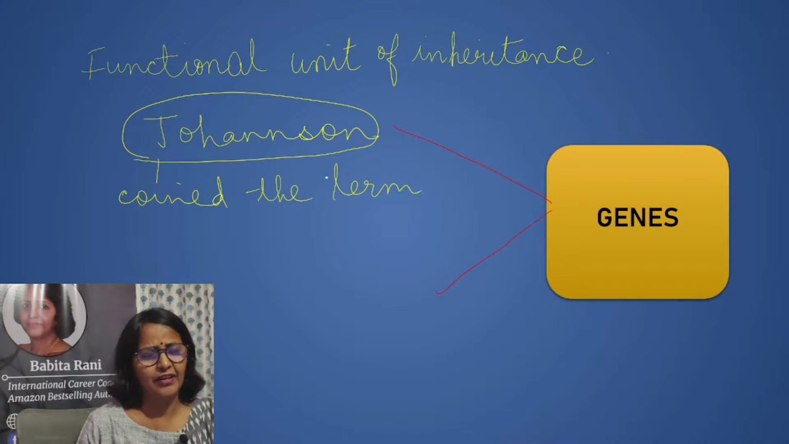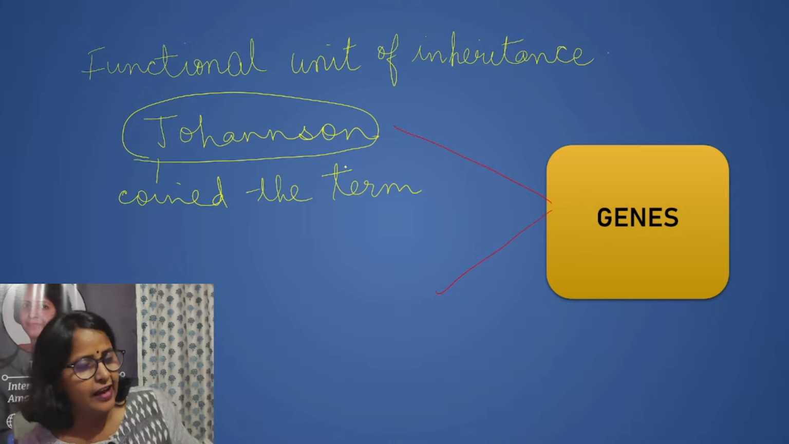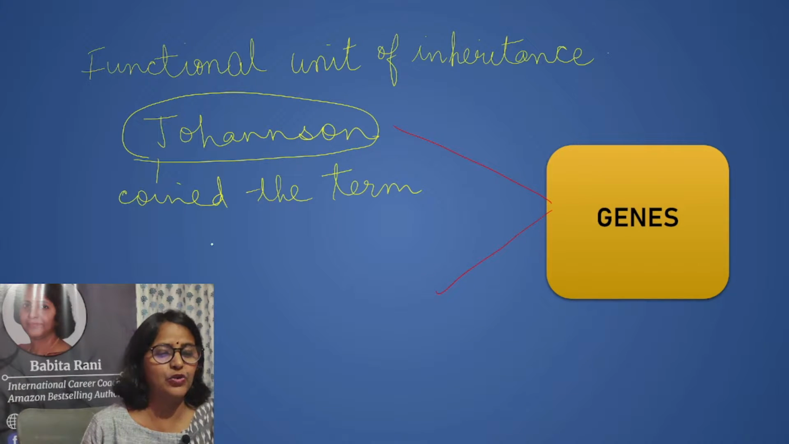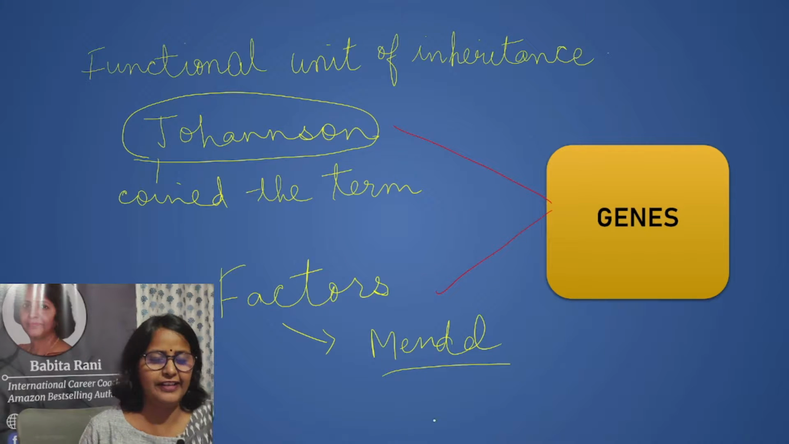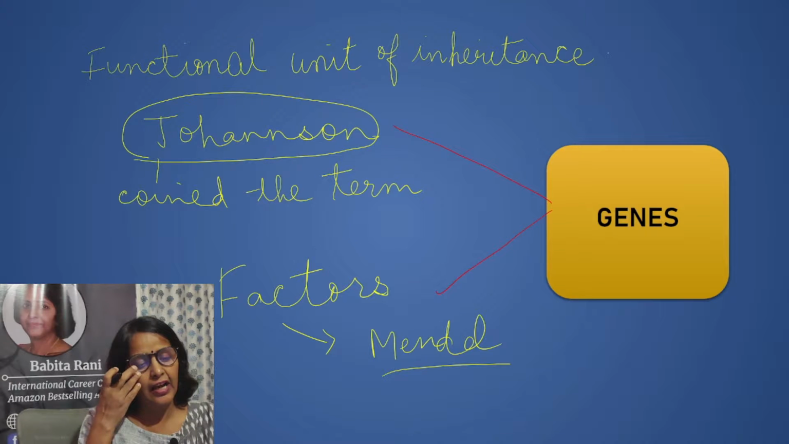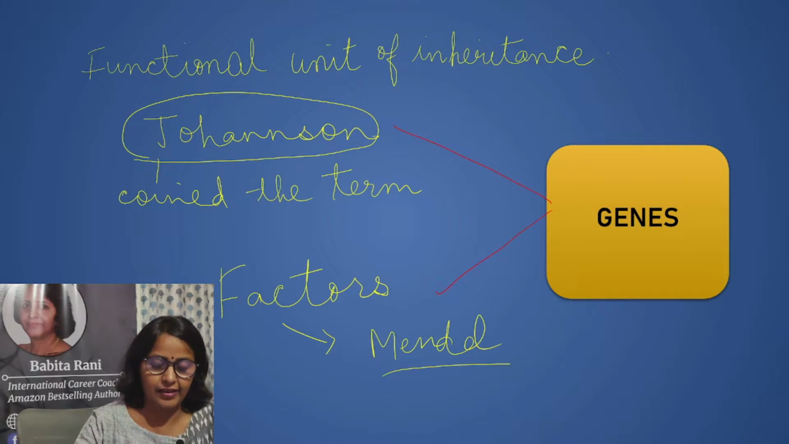Genes are functional unit of inheritance, and for the first time it was coined by Johansen. So, that means before Johansen it was called by some other name, and that was factors, and this factor was named by Mendel. If you remember, biologists were not able to correlate factors when he said some factor is responsible for these kind of characters. So, factors was named by Mendel, which was later named as genes by Johansen. What are genes? Genes are functional unit of inheritance.